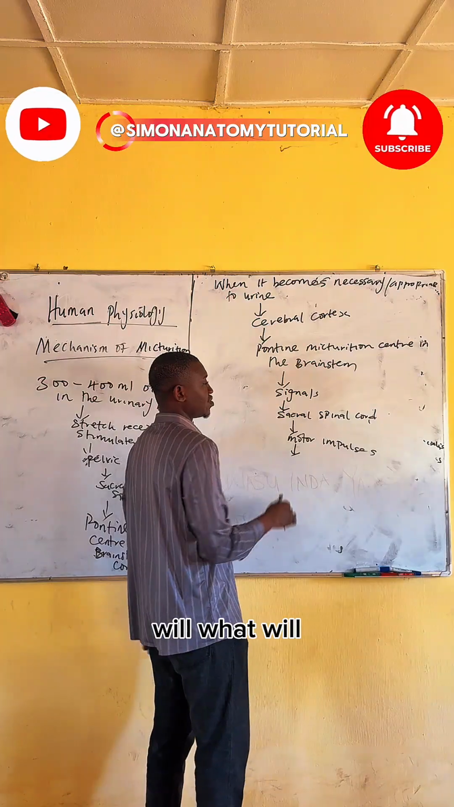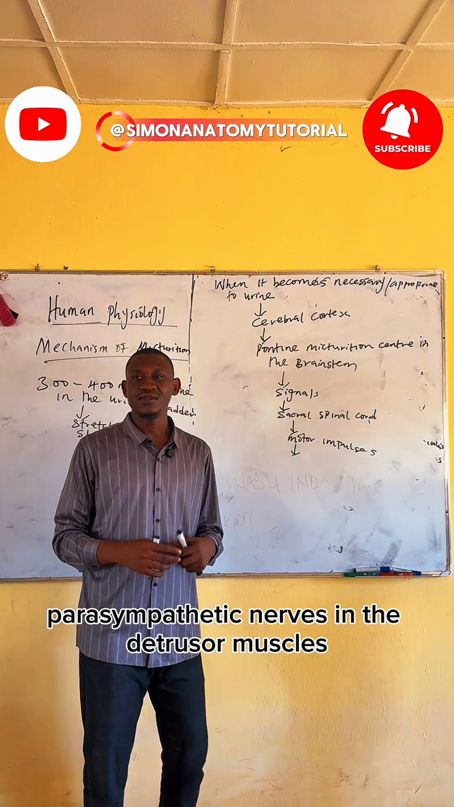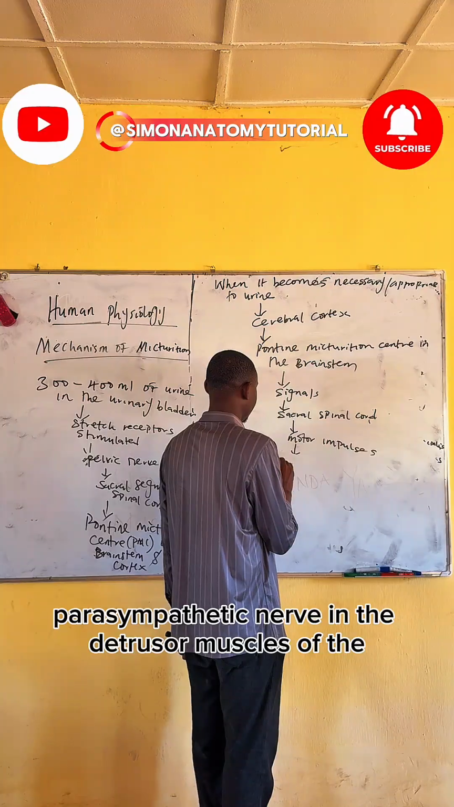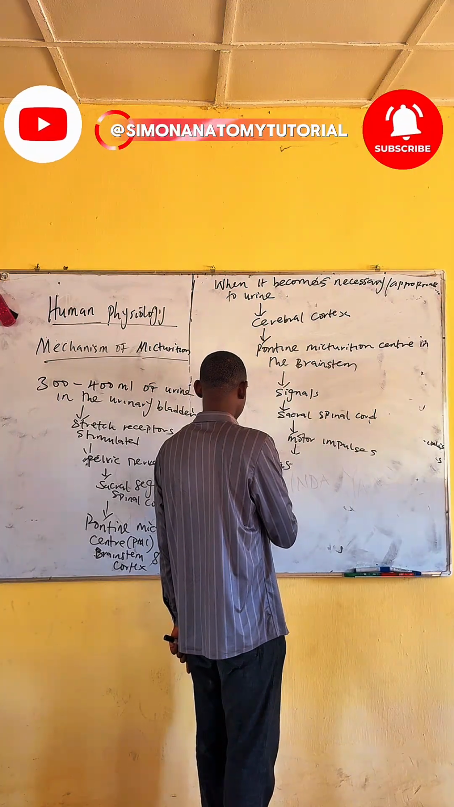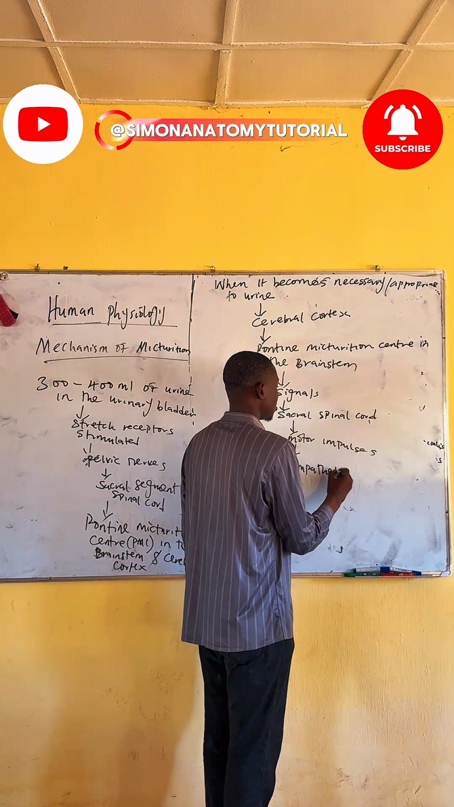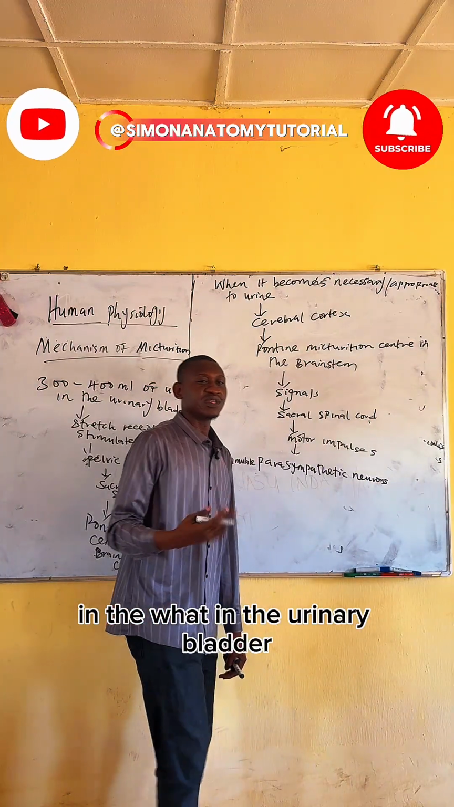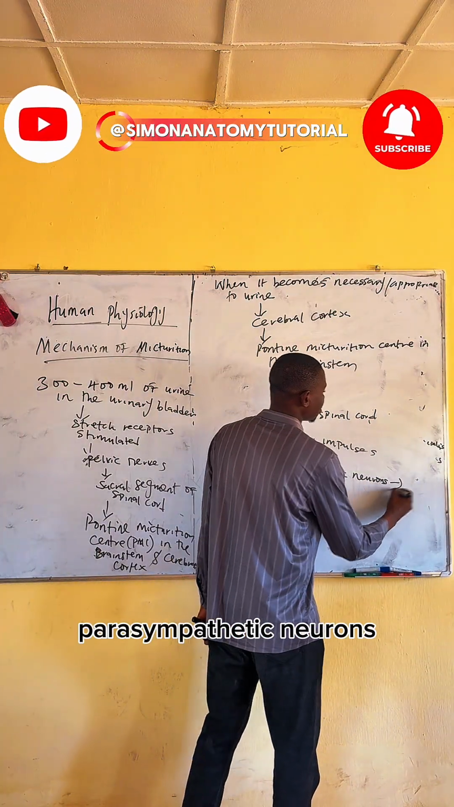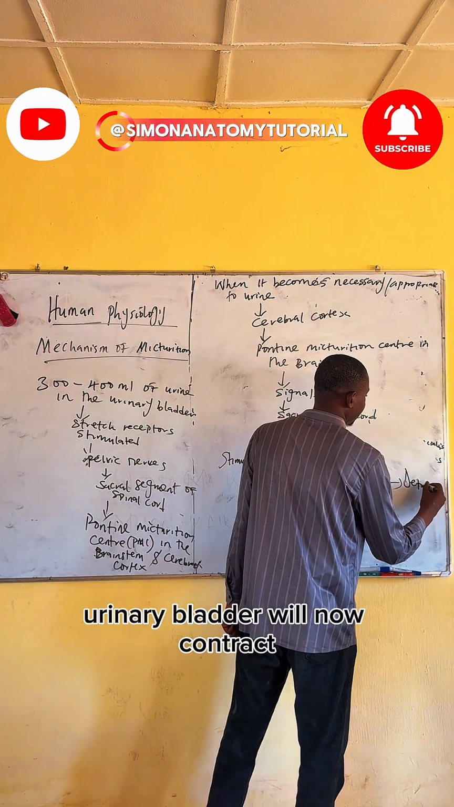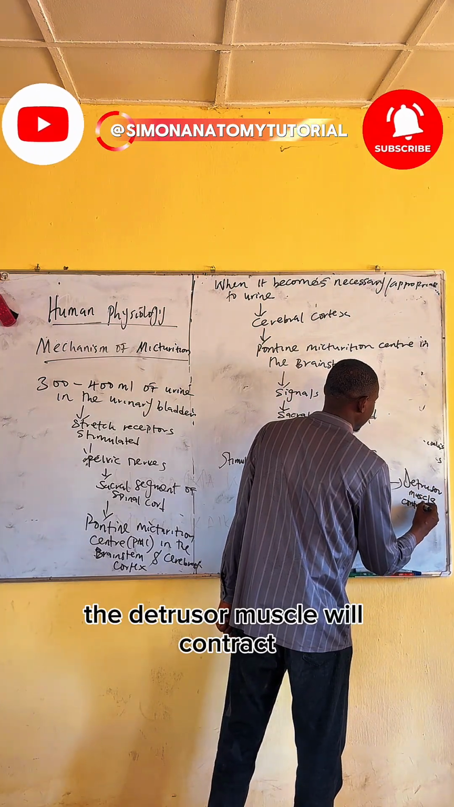will stimulate parasympathetic neurons in the urinary bladder. So when parasympathetic neurons in the urinary bladder are stimulated, the detrusor muscle in the urinary bladder will now contract. The detrusor muscle will contract.